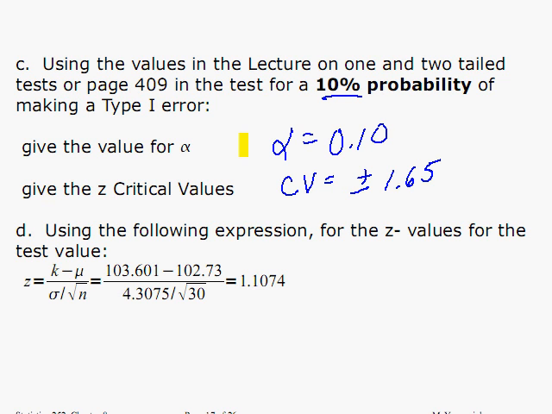Okay, now we have to take the x-bar value, the measured value, and turn it into a z value. We're going to do that using this expression, which is given in the homework too. So the test average was 103.601. The World Health Organization published value was 102.73. Subtract those, and then you divide by the standard deviation, and that is divided by the square root of the number in the sample.